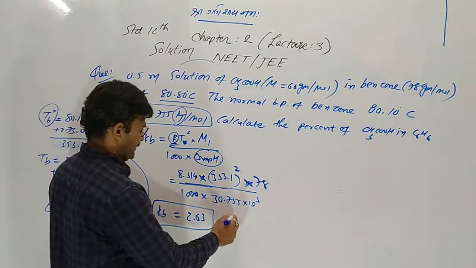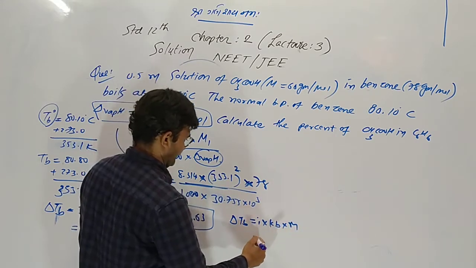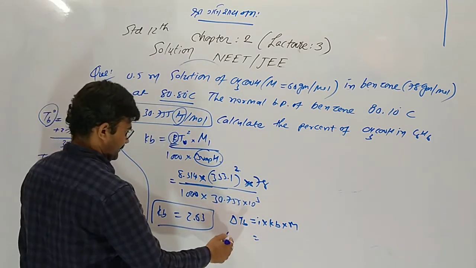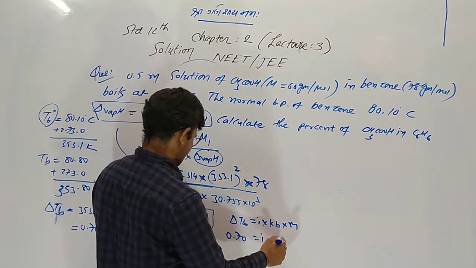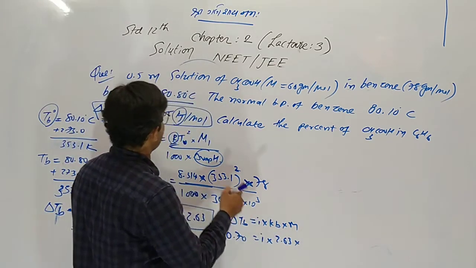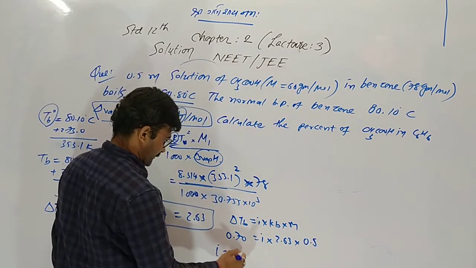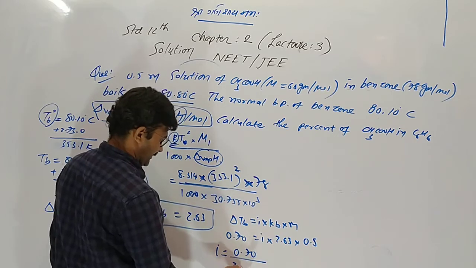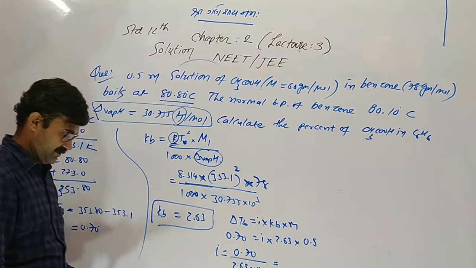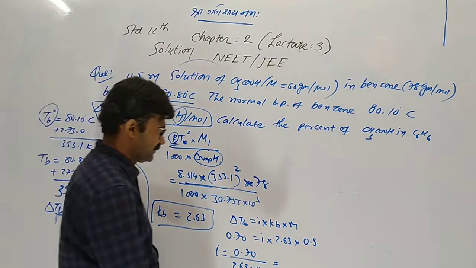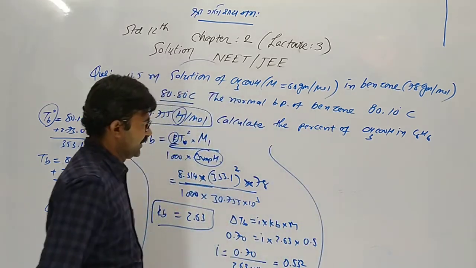Now delta Tb is equal to i into Kb into m. Delta Tb is 0.70, Kb 2.63, molality 0.5. So with the help of that, 0.70 divided by 2.63 times 0.5, the value will be 0.532. Yes, this is the value of i.